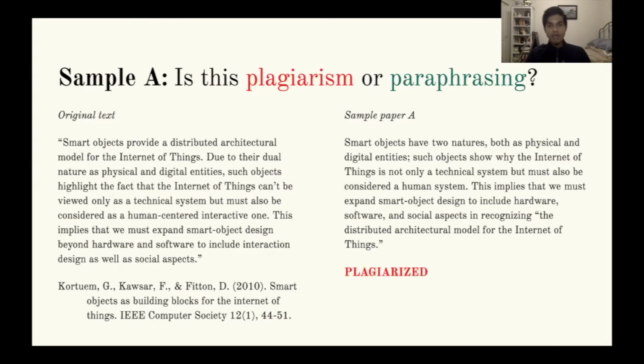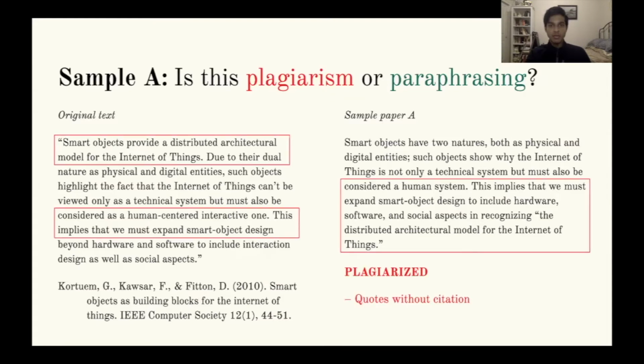What we have here is an instance of plagiarism. There are a few signs to indicate this. First, we have directly copied text without quotation marks or a citation. In the highlighted region, you can see that the paper copies the phrase, "This implies that we must expand smart object design," without putting it in quotation marks. And the material that is put in quotation marks lacks a citation.